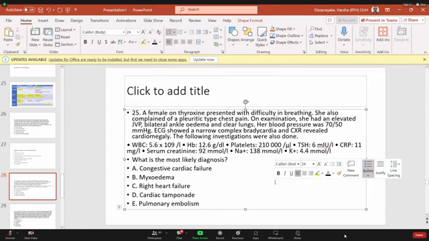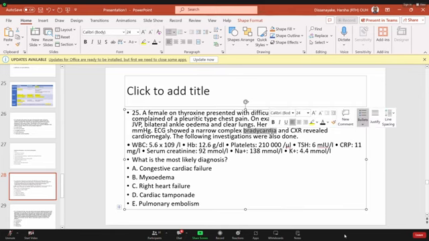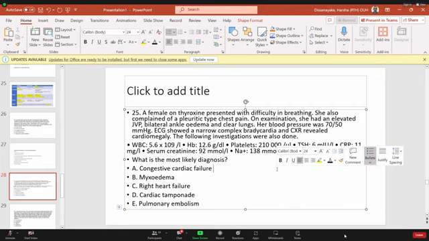Unless they are on a beta blocker, you would expect tachycardia because, in response to hypotension, the sympathetic system will activate, which will raise the heart rate. So I would not expect to see a bradycardia. Everything else is compatible. Difficulty in breathing. Oh, pleuritic chest pain again is not compatible.